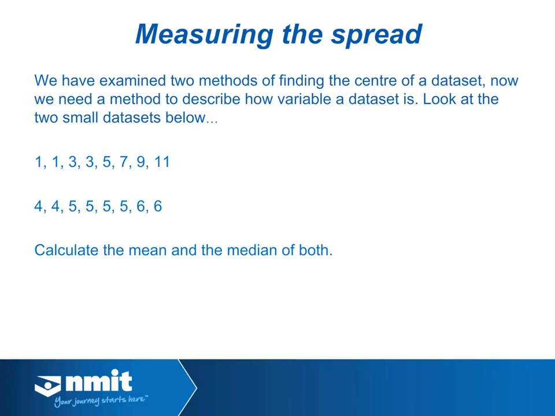It's important we have a method for that, because if you look at these two small data sets provided, and if you calculate the mean and the median of both of them, you'll find that the mean and the median is the same for both dataset 1 and dataset 2. But if you look at dataset 2, the range of it is only from 4 to 6. It's a very tight data set, very consistent values. Whereas if you look at dataset 1, it ranges from 1 to 11, and the data points are all over the place. We need a way to show that dataset 1 is different to dataset 2 without just relying on the mean and the median. And for this, we'll use the standard deviation.